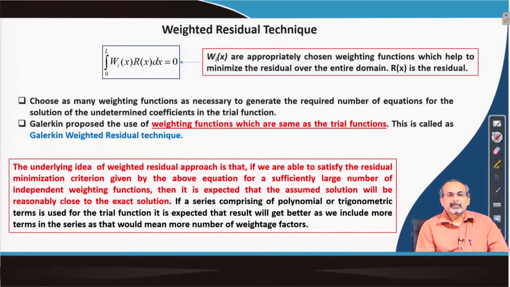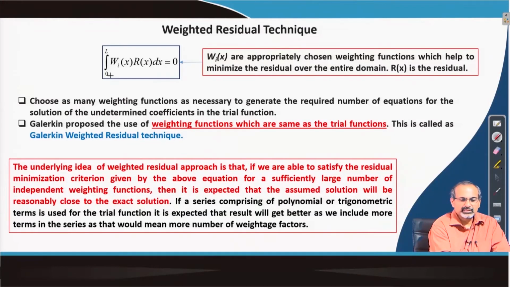So, in the previous problem, we had talked about minimizing the residual in the entire domain. Here, we are talking about minimizing the residual in the entire domain based on certain weights. So, we introduce weights. These are weight functions or weighting functions which are multiplied with the residual function, and they are integrated over the entire domain.